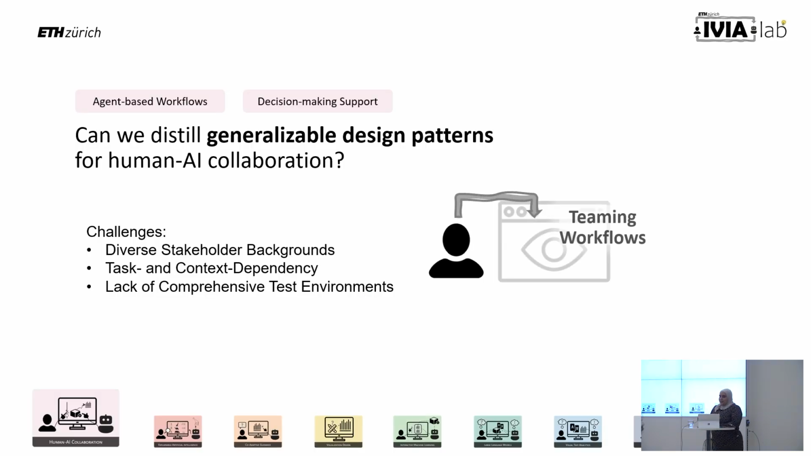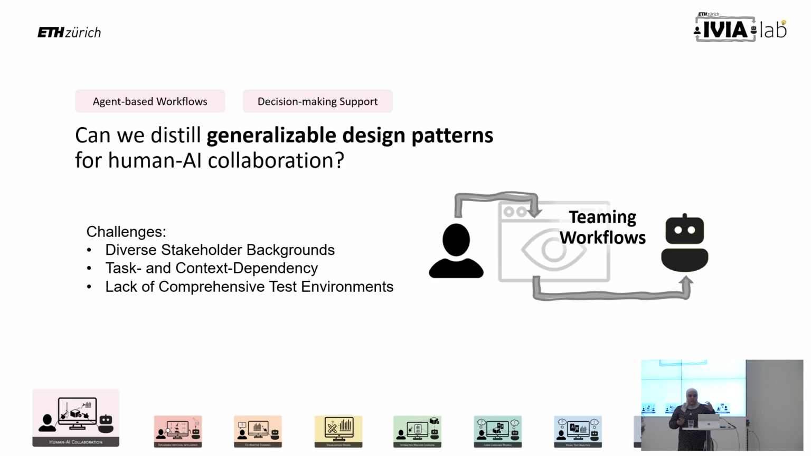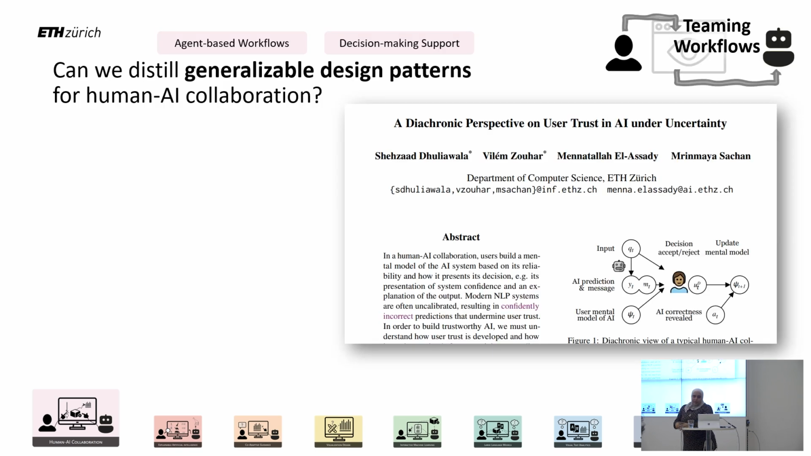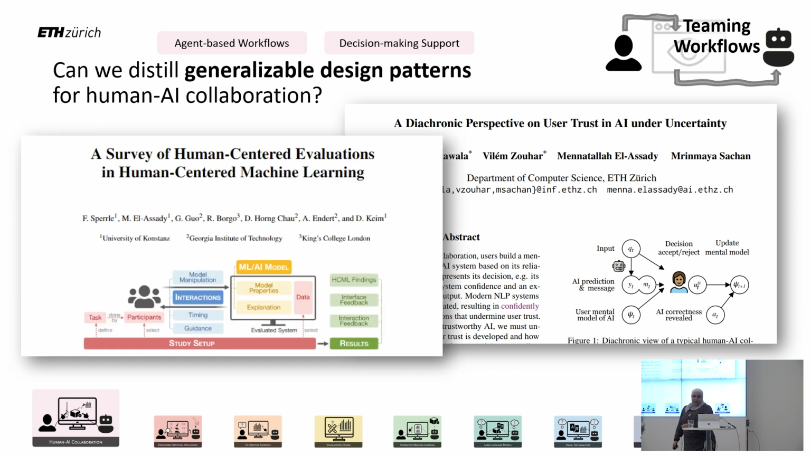The first area is to figure out whether we can distill some sort of generalizable design pattern when it comes to workflows that consist of human and AI agents. Here we need to cater for diverse stakeholders, task complexities, contextualizations, and different environments in which this happens. In some of the work, we try to figure out what happens when we deliberately break the trust between these two agents. And also, how do we evaluate human-centered machine learning? What are the approaches that the community has taken? Are there any general patterns?